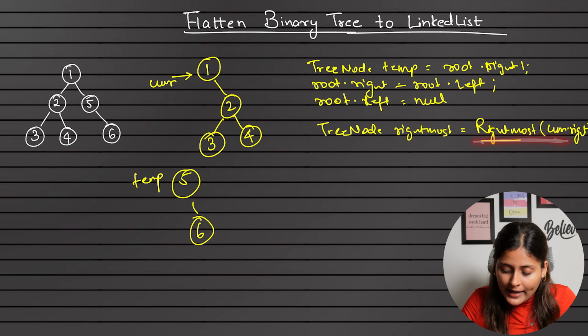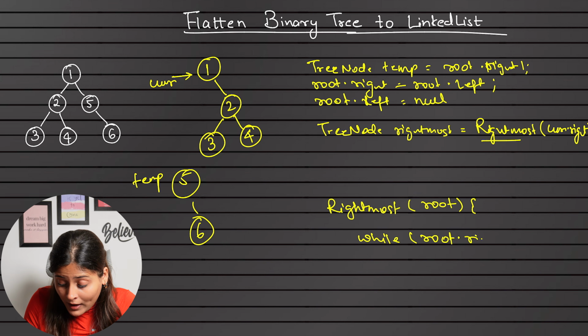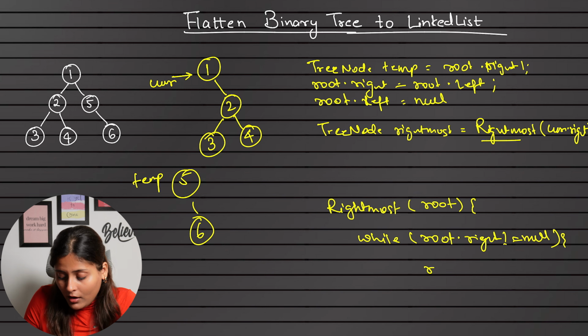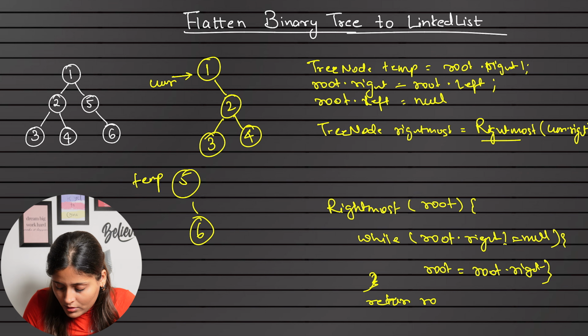Okay, so let's write the rightmost function now. In the rightmost function, we will get what? Root. Okay, so until our root is null? No. Until our root's right is null. Until it is not equal to null, we'll keep moving our root towards root.right, and once we are outside this while loop, we will just return the root.